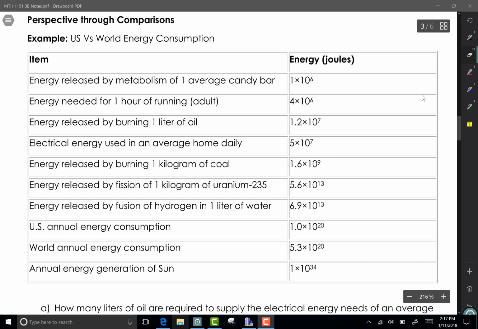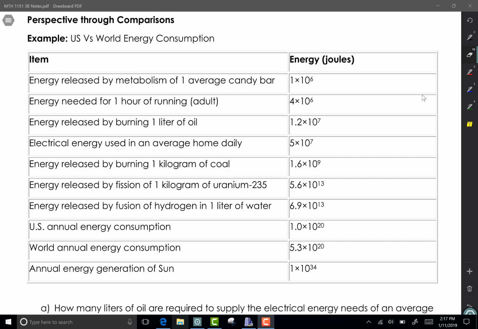Okay, next we're going to talk about perspective through comparisons. And comparisons are really helpful when we're dealing with units that we're not really familiar with, such as energy and joules.